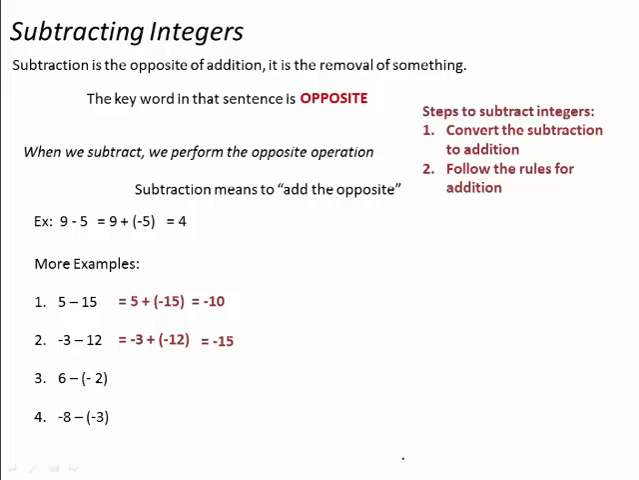6 minus negative 2 is the same thing as saying 6 plus 2. I'm adding the opposite. That gives me an 8. And negative 8 minus negative 3 is the same thing as negative 8 plus 3. So that's an opposite sign situation. So 8 minus 3 is 5. The 8 is larger, so the 5 is negative, negative 5.